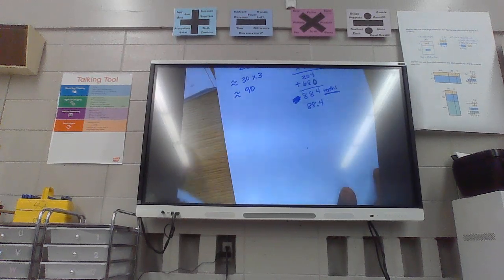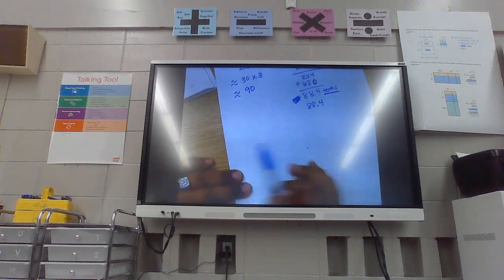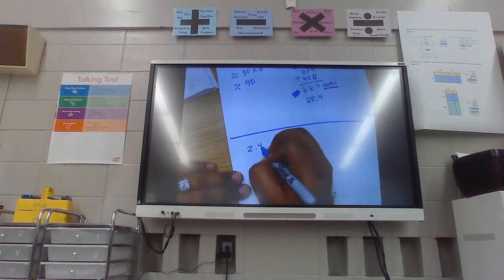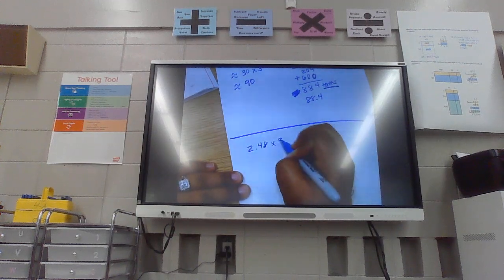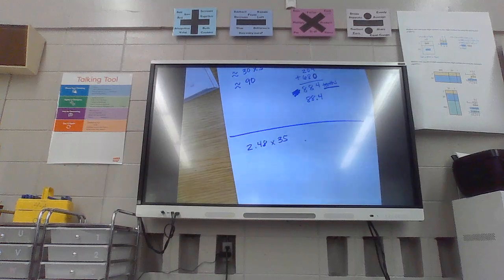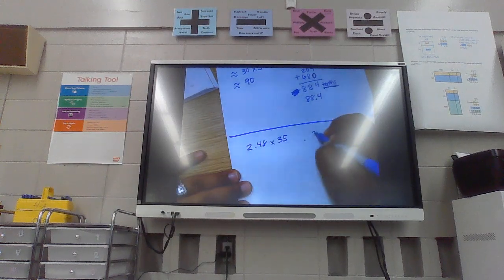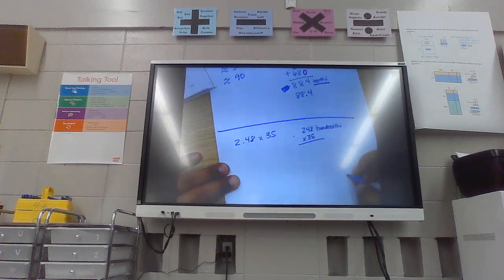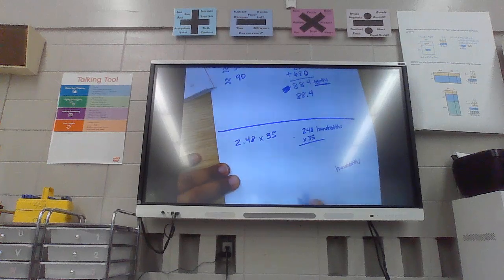Let's skip around. Let's go to number 7. Number 7 has 2 and 48 hundredths times 35. And then they have it written on the side as what? 248 hundredths. Multiplied by what? 35, right? And it's long, and I'm gonna just write down here to remind myself that my answer has to be what? Hundreds. So a lot of times I like to go in and just remind myself by writing it at the bottom, whatever answer that I have, it needs to end up in the hundreds place.